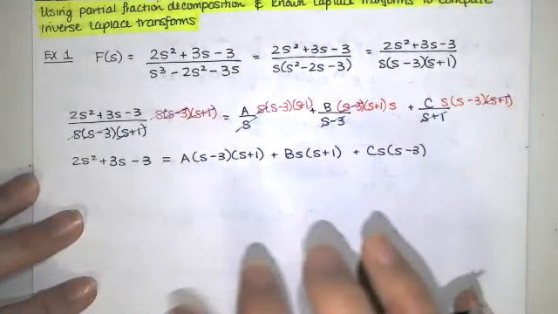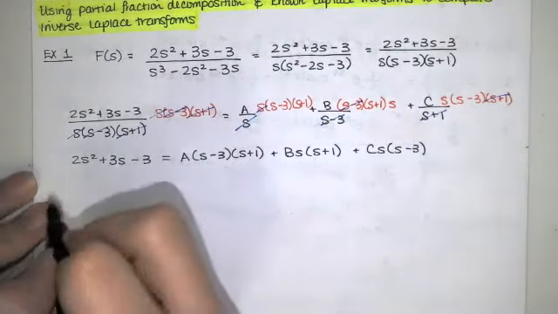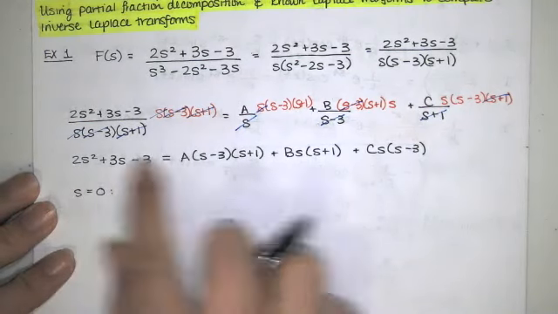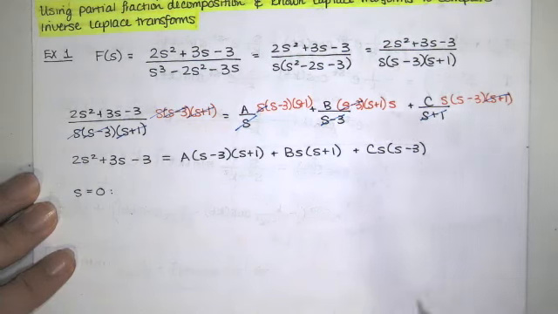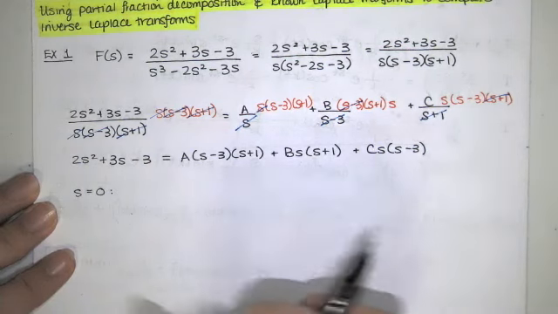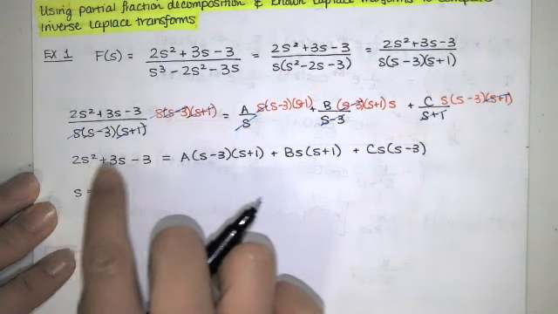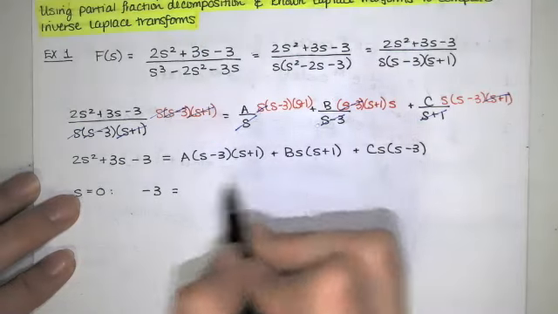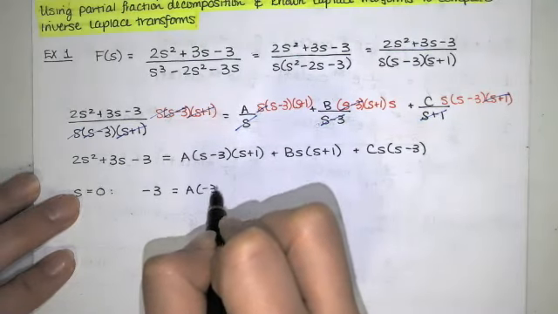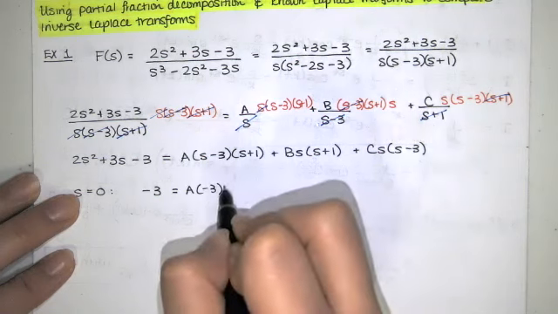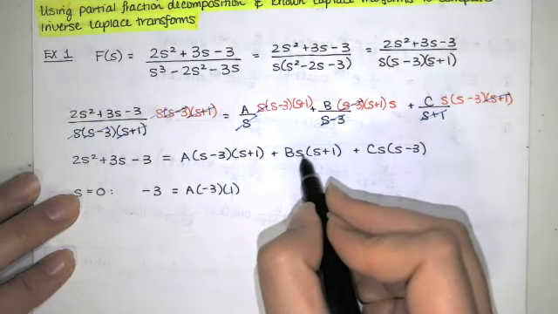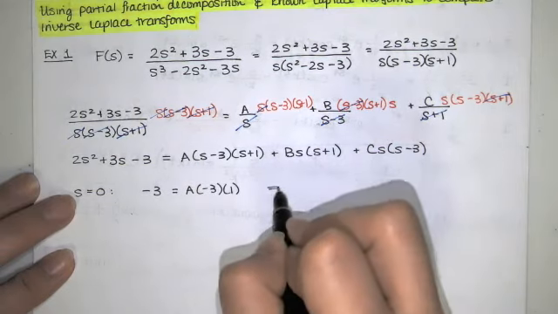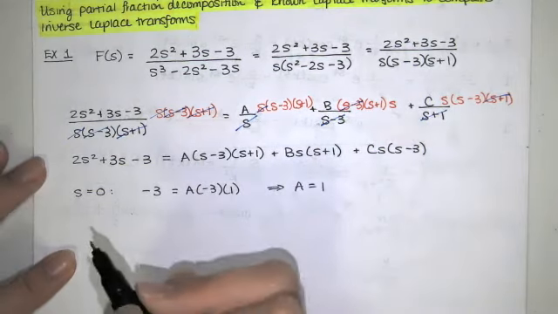And now we just choose the value of s that would make each of these factors equal to 0. So I'll choose s equals 0 first. Then we'll substitute that into both sides of the equation, and that will allow us to find the value of one of our variables. If s is equal to 0, I've got 0 plus 0 minus 3, so a -3 on the left-hand side. And on the right-hand side, I'll have a times -3, because I'm replacing s with 0, times 1. And this is b times 0 plus c times 0, so those guys are gone. So we've got -3a equals -3, so a must equal 1.